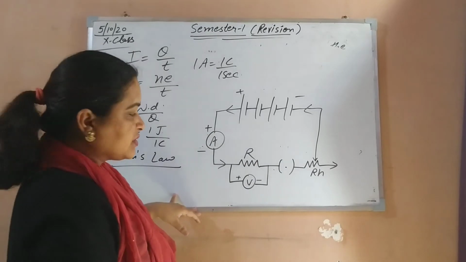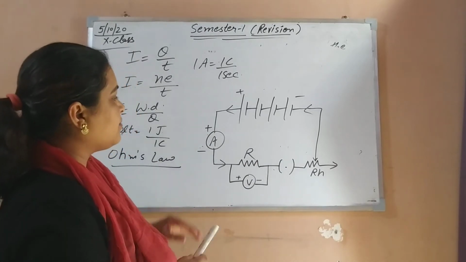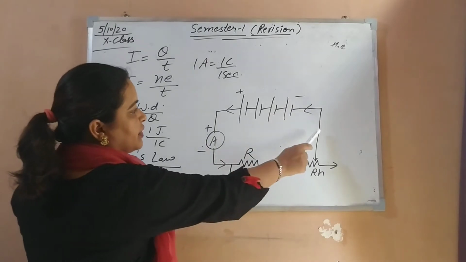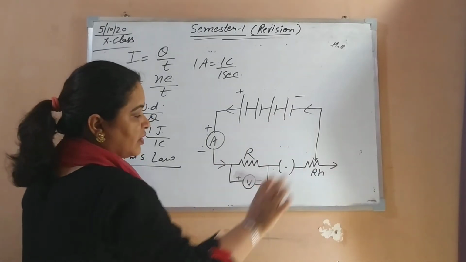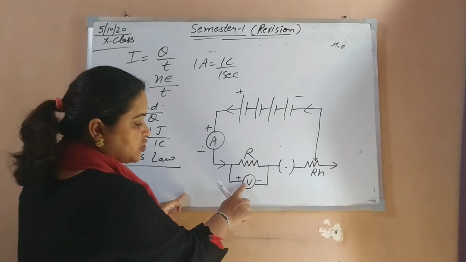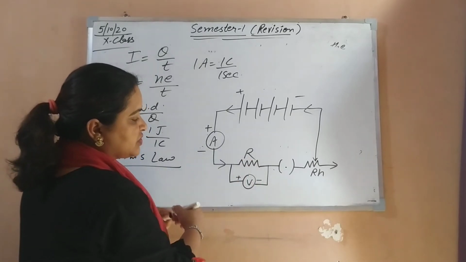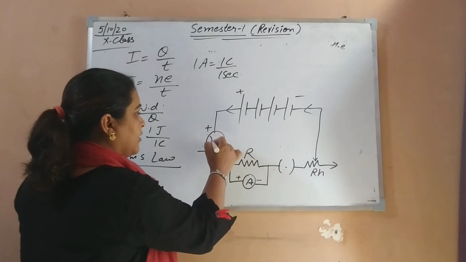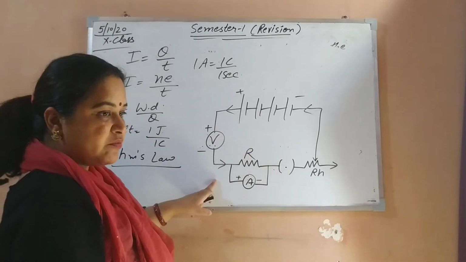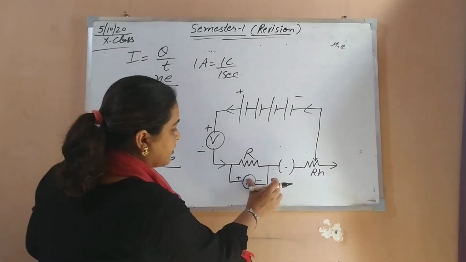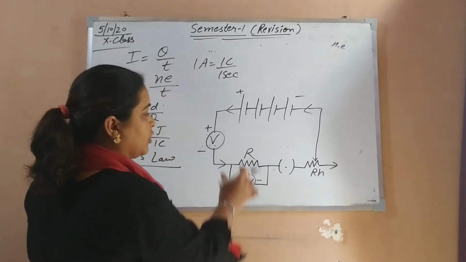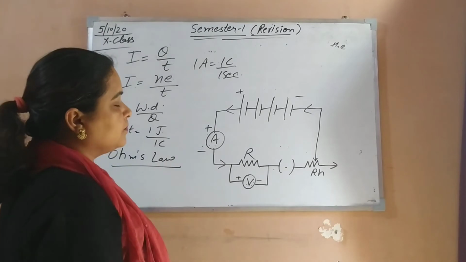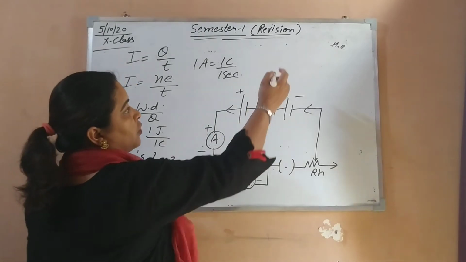When we have to draw the circuit, we should check the circuit diagram. Ammeter is always connected in series. You can connect it here, here or here, anywhere, but it should be in series. And what should come here? Across the ends of a resistor is the voltmeter. If I change it, ammeter here and voltmeter here, will any reading come? No, no reading will come. So what would come here? Voltmeter. And what would come here? Ammeter. So this is the circuit diagram for Ohm's law.